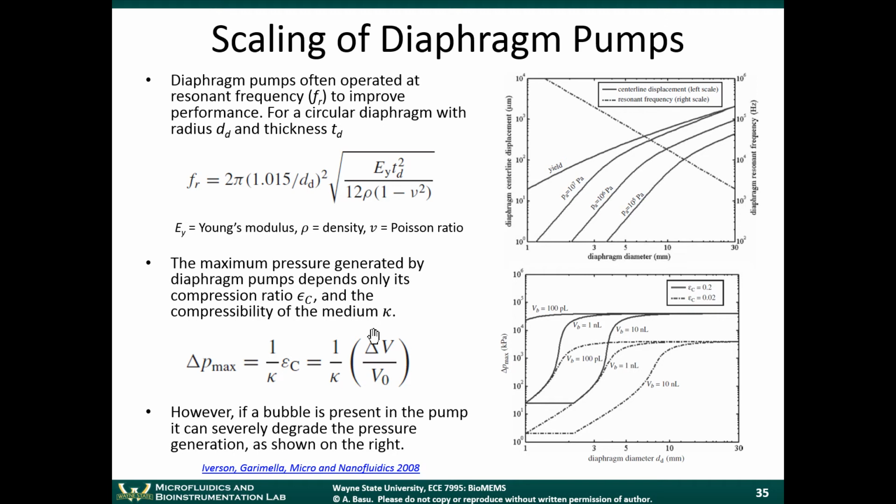This chart talks about the scaling of diaphragm pumps. So diaphragm pumps are often operated at their resonant frequency to improve their performance. Virtually all mechanical systems have some type of resonant frequency. You guys have seen a tuning fork. You hit a tuning fork, it resonates at a specific frequency.